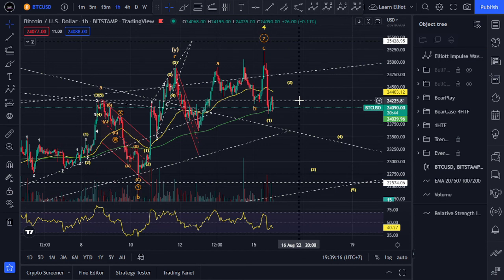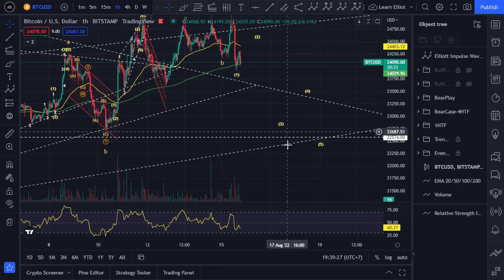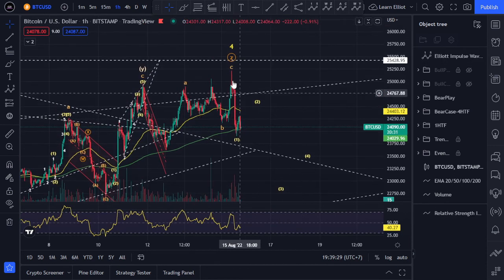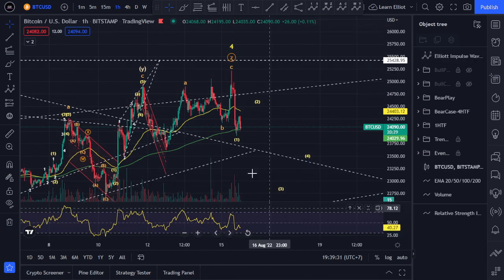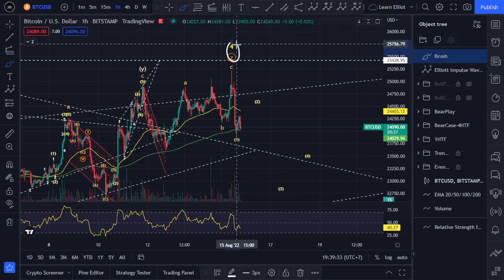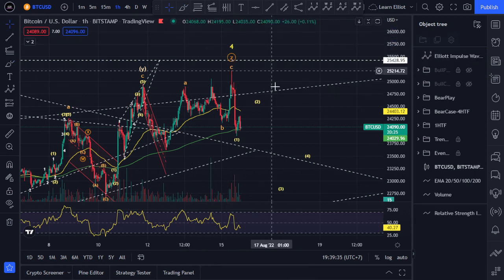Remember, this is just a minuscule wave to complete the first sub microwave for the minuet two. Well, yeah, but you know what I mean. We will be having the first impulsive move down, the first wave of the impulsive move down, to complete the fourth wave here. So yeah, something like that.